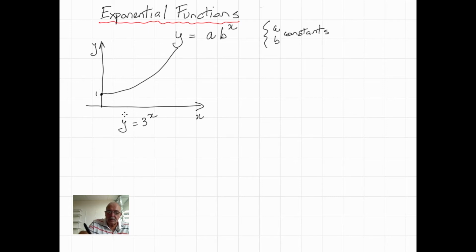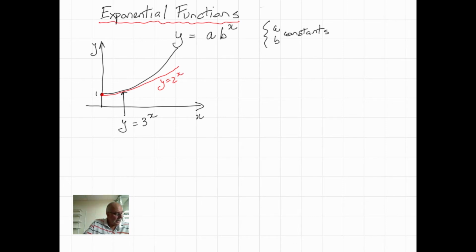So that's y equals 3 to the x. Y equals 2 to the x is going to have a similar shape. It's also going to go through there, so we might do that in red. And y equals 2 to the x also goes through the point 0, 1, but it won't increase as steeply as y equals 3 to the x.